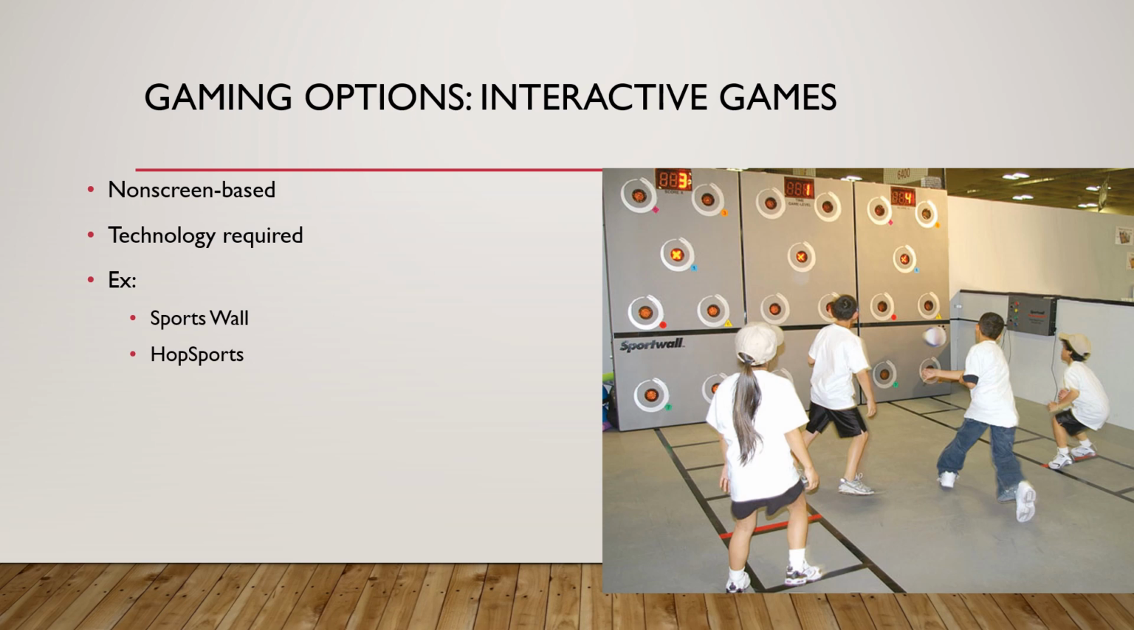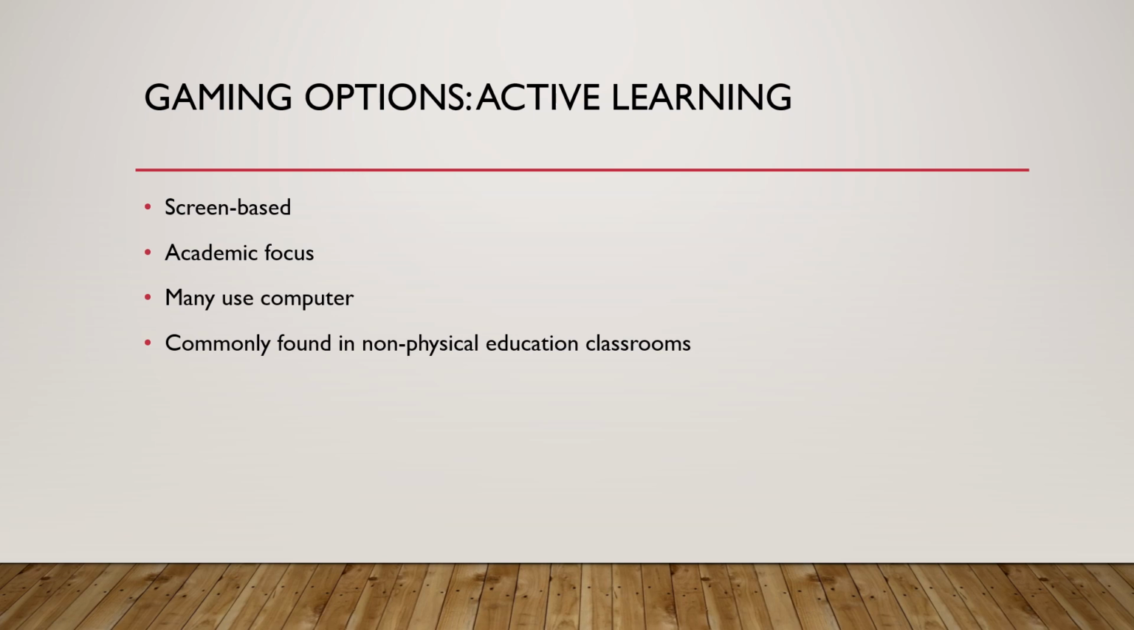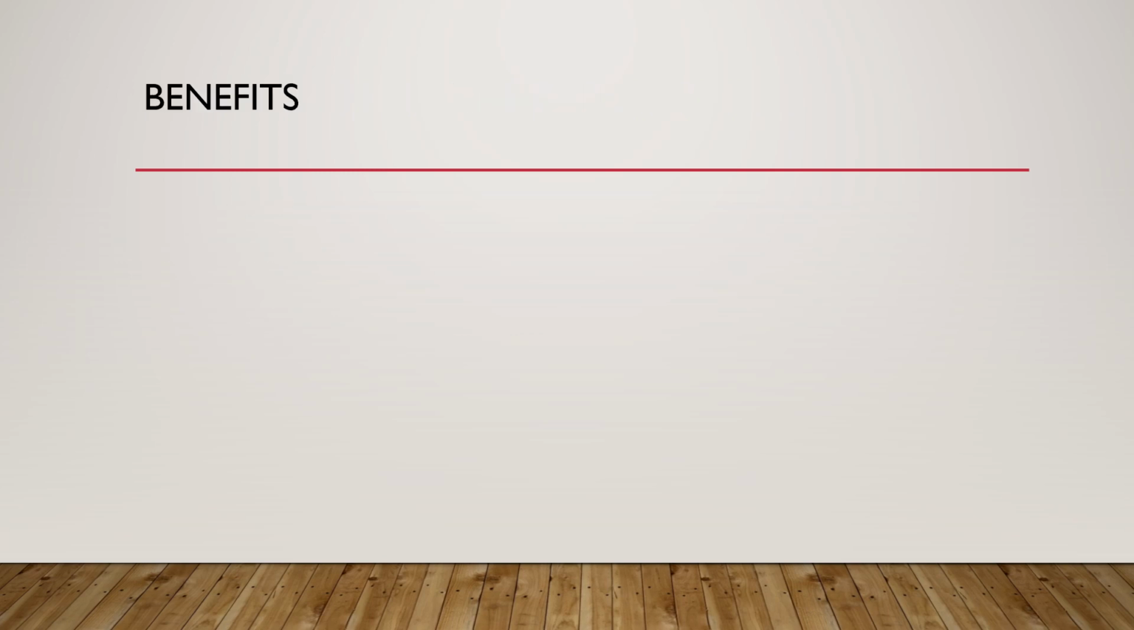I would argue the technology is still required, but I would argue that nowadays we're getting beyond this. A sports wall nowadays would probably have some sort of projector screen where all of a sudden there's some sort of interactive play with a character on the screen. Again, they do have these, but nowadays I think things have changed. And then moving on to the last one are active learning games. Once again, these are screen based, but they tend to have much more of an academic focus, right?